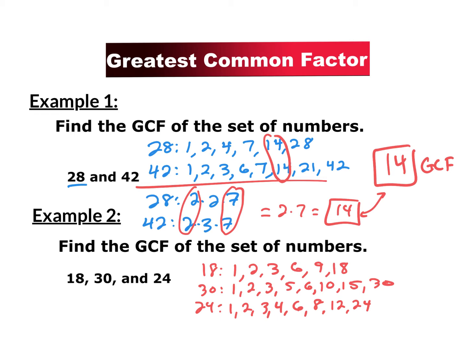So if I look at my big list here, it looks like the biggest number that they share in common is going to be 6. So it looks like 6 would be, in this case, our GCF.